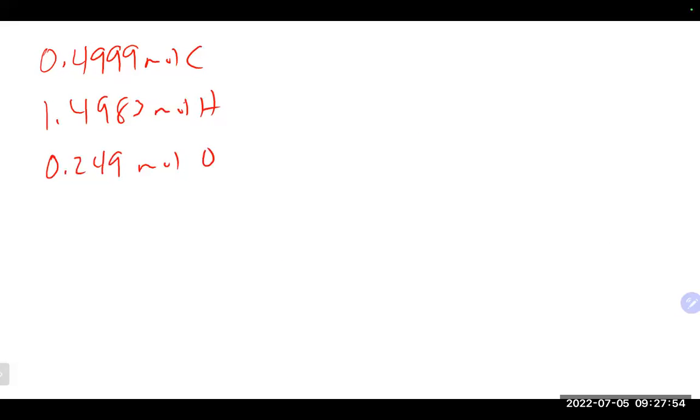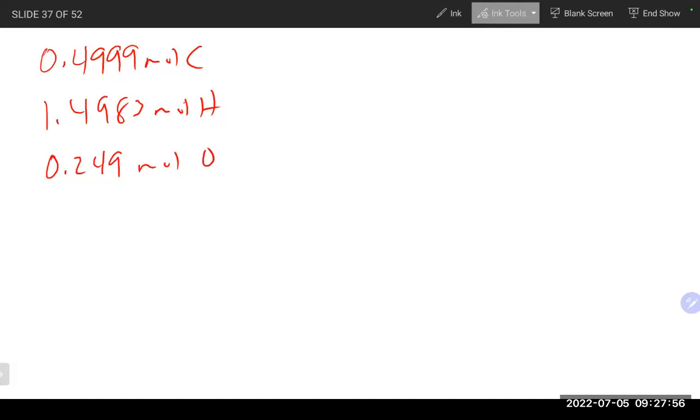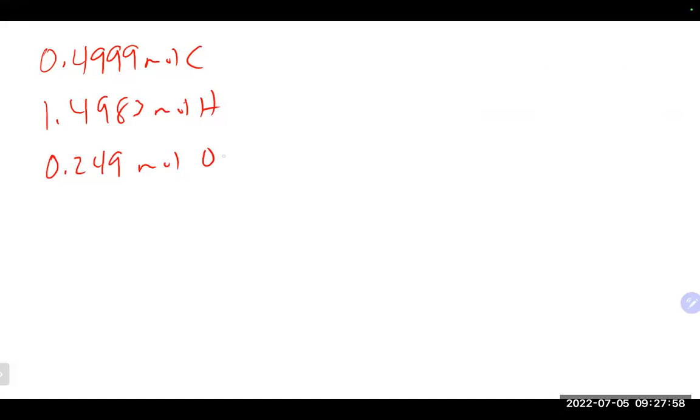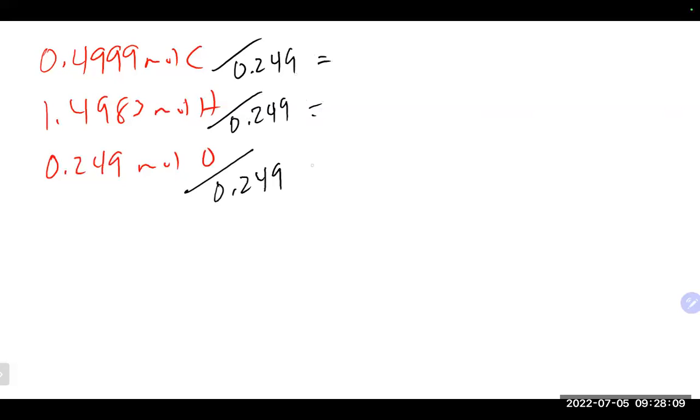All right, so now we have our moles. We're going to divide by the smallest, which obviously in this case is the oxygen, 0.249. Like I left off a number there, but that'll be okay.